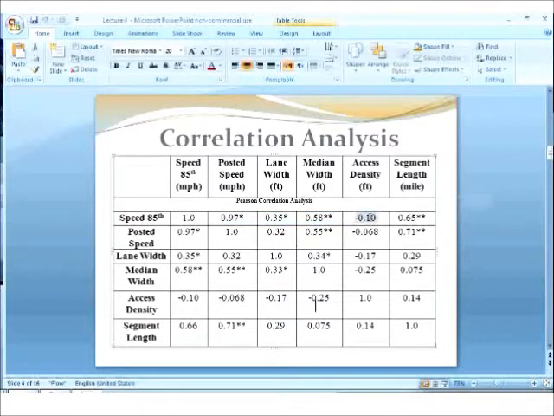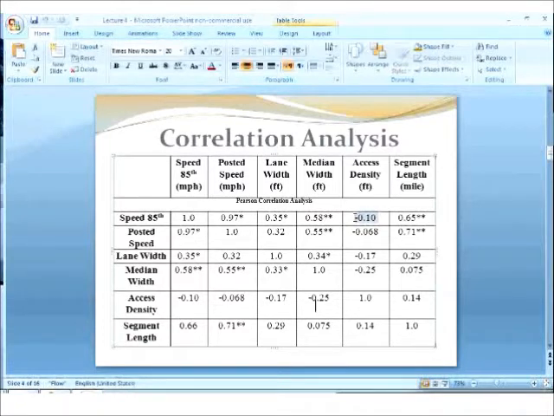Access density here. Okay, though the relationship is very, very weak, access density means the number of driveways that we have, the number of accesses that we have on a roadway. So the higher the number of driveways, which are the cuts, I should say the cuts.